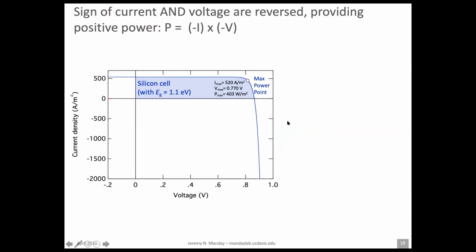And so if we go back and look at a current versus voltage characteristic, this is how we determine the power of a photovoltaic.